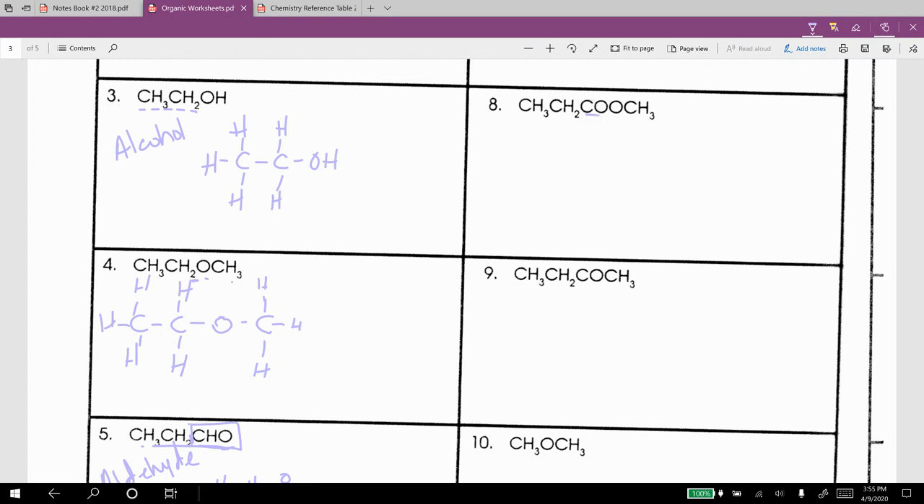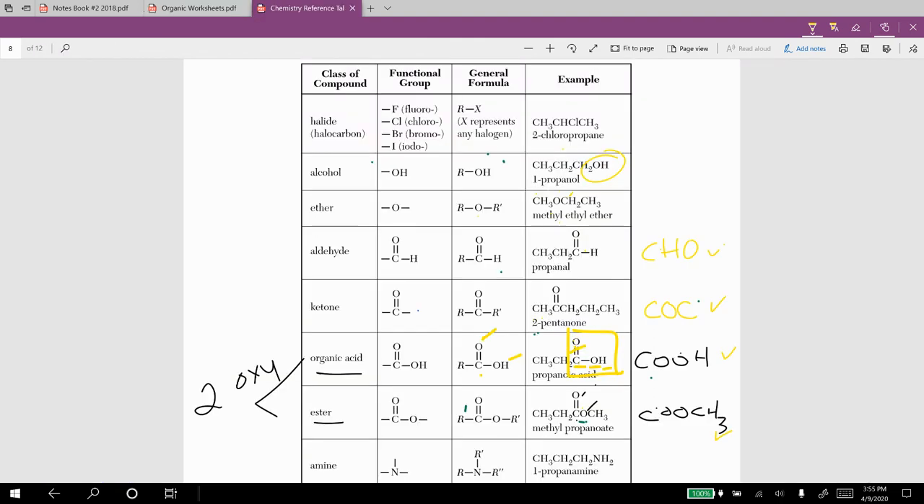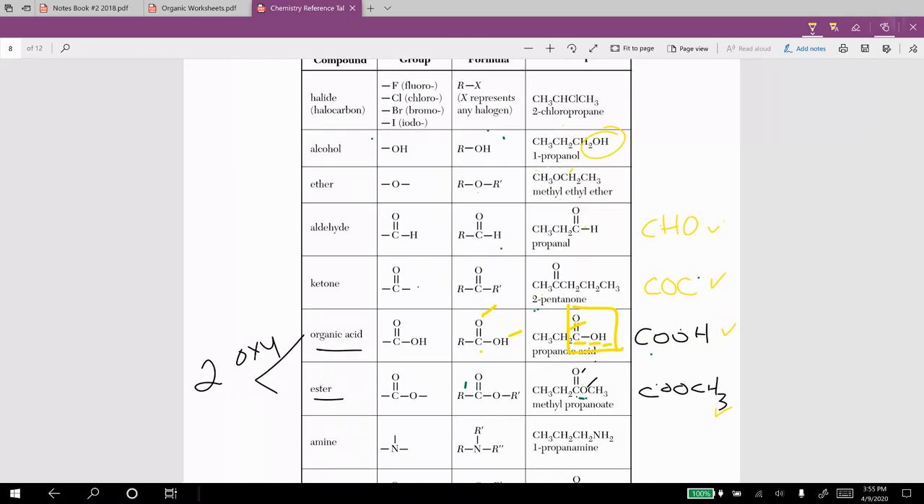Now I have the COO and I have a CH3. Two oxygens, right? That limits our choices. Which ones are going to have the two oxygens? Back to my reference tables. We have two options for the two oxygens. We either have the ester or we have the acid.